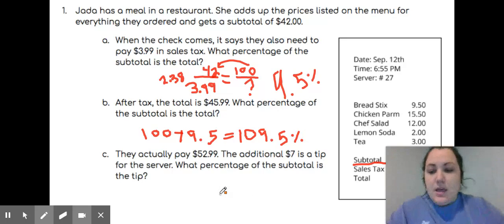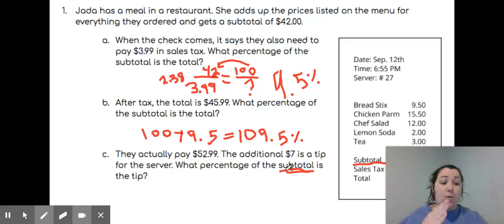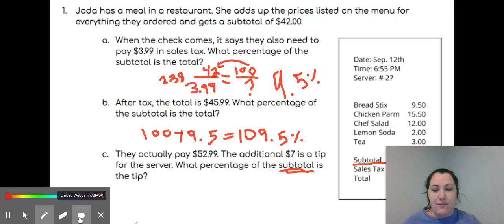Okay. C, they actually pay $52.99. The additional $7 is a tip for the server. What percentage of the subtotal is the tip? Remember, in any scenario, your subtotal is always going to be your 100% because that is your original price. So that's what you should always be thinking: what was my original price? What was my original amount? And in this case, $42 is my original amount, okay?